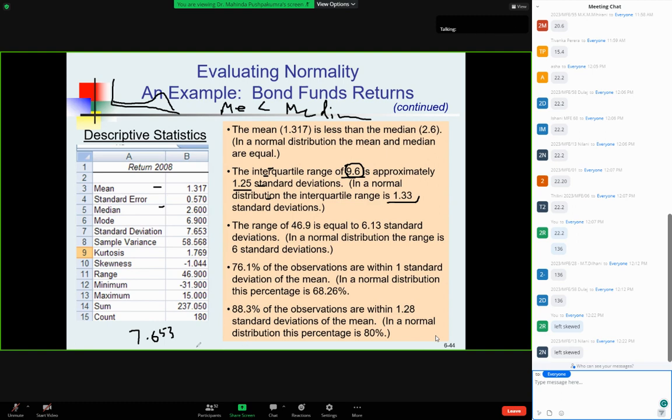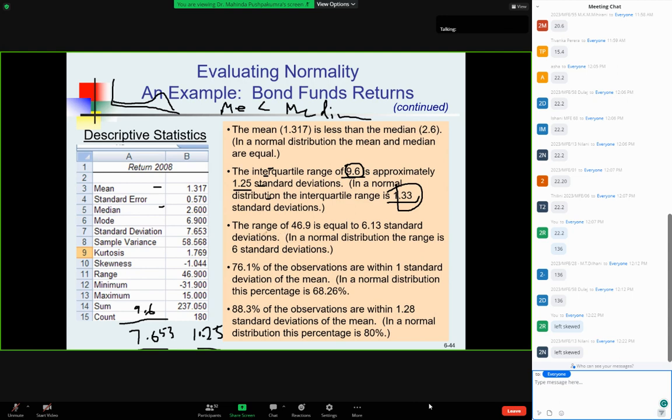Then if you divide 9.6 by the standard deviation, the answer is 1.25. That means the interquartile range is 1.25 standard deviation, standard deviation into 1.25. If it is a normal distribution, it should be 1.33. I hope you got the point.